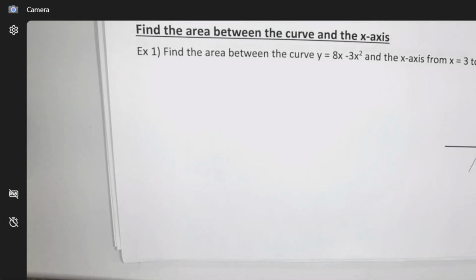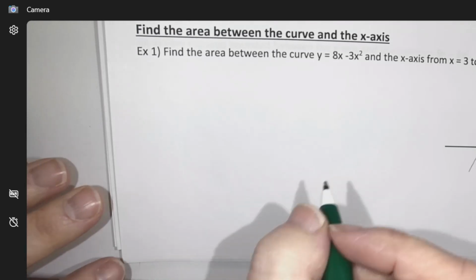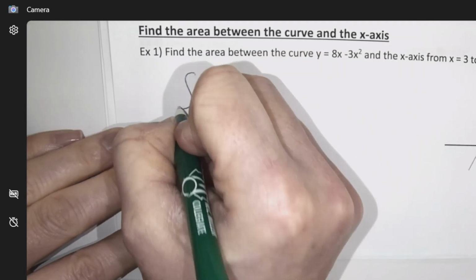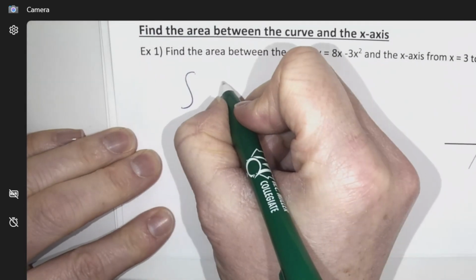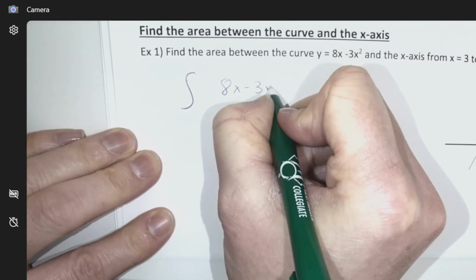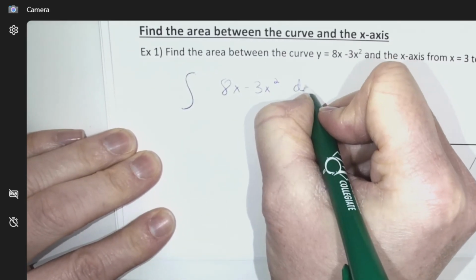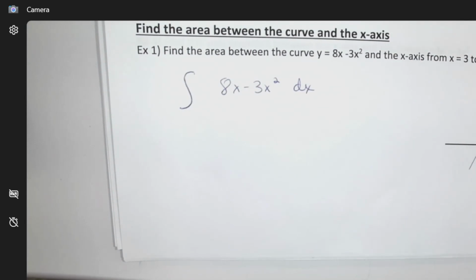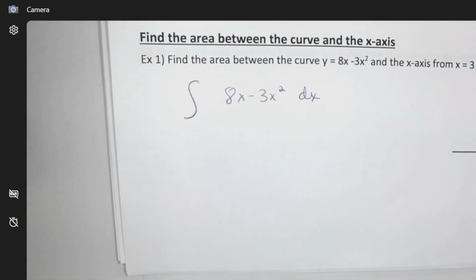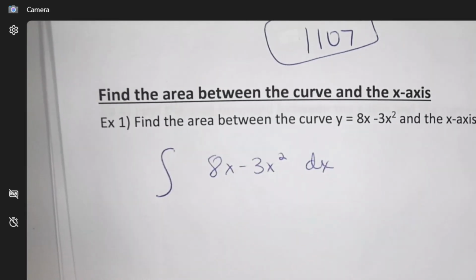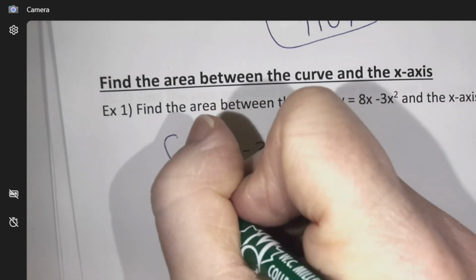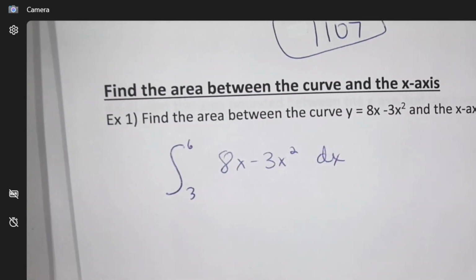Okay, finding the area between the curve and the x-axis. So we're going to integrate this equation with respect to x. So I need to write that. That's how we do the area. And we're going to figure this out from 3 to 6.